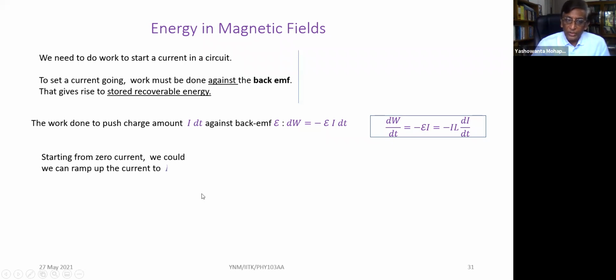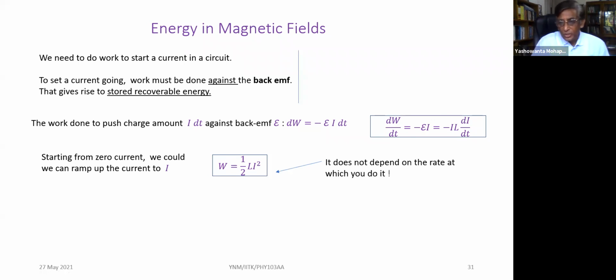We can ramp up the current to I, and that would give us the total work done as half L I square. That is the integral of I dI, so the work done is half L I square. It does not depend on the rate at which you do it, how fast you go from 0 to I. The fact that you go till I, that's an integral. So it depends only on L. Half L I square.